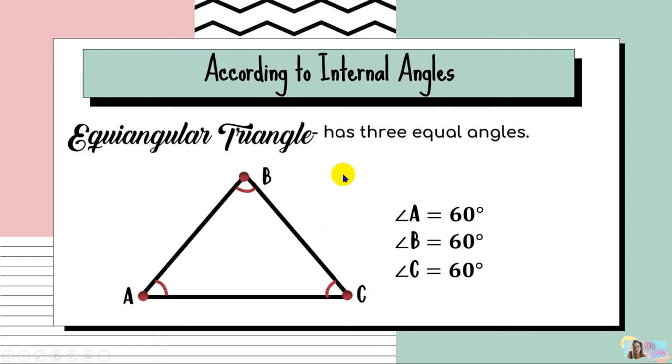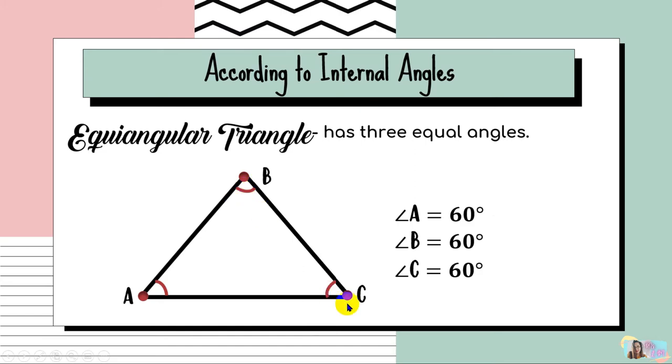So, when we say equiangular triangle, it has three equal angles. And ano yung three equal angles natin? We have 60, 60, 60. So, that also mean na kung meron tayong equiangular, ibig sabihin po nito, siya ay equilateral din. Kapag equilateral, ibig sabihin equiangular na din siya.